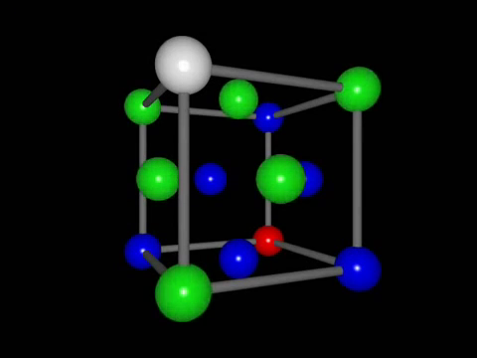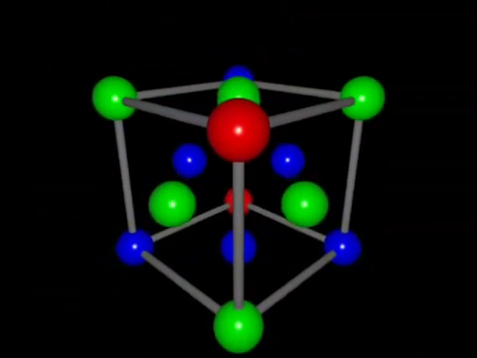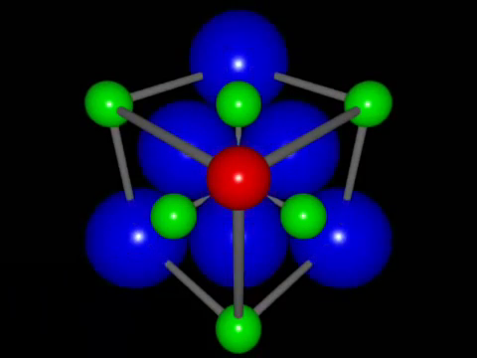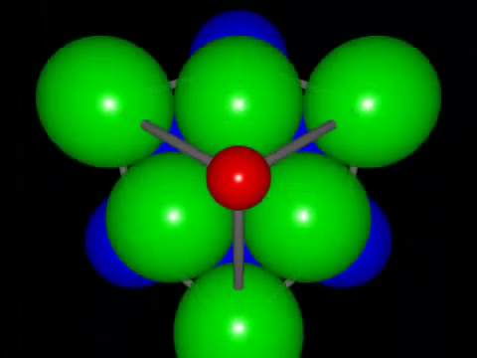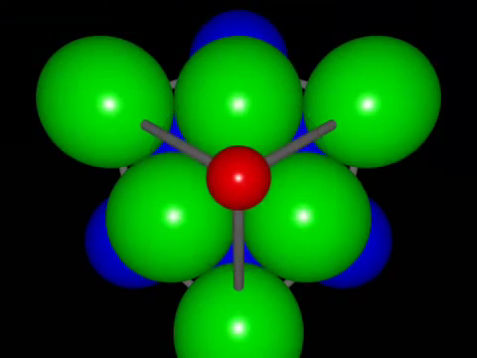The face-centered cubic results from the stacking of close-packed layers in an ABC fashion, so that the fourth layer lies over the first layer, the fifth layer lies over the second layer, and so on. Here we use color to represent the 3 close-packed layers in the face-centered cubic lattice.